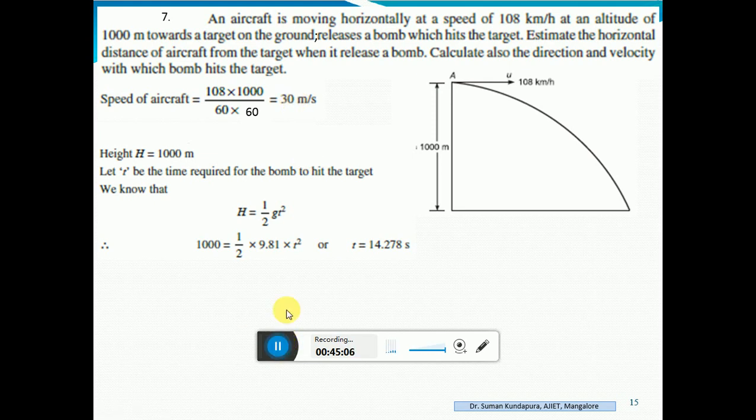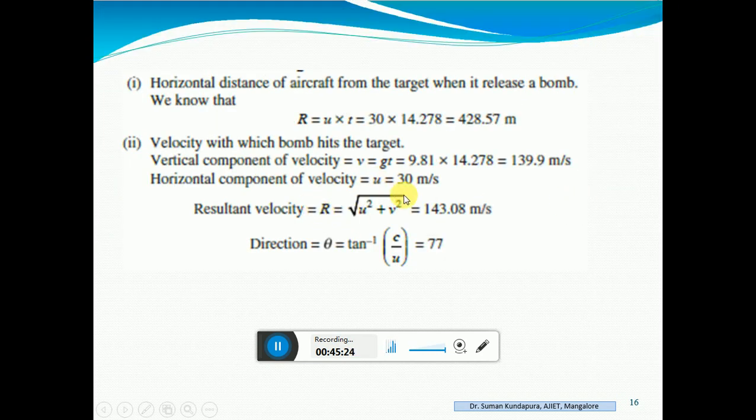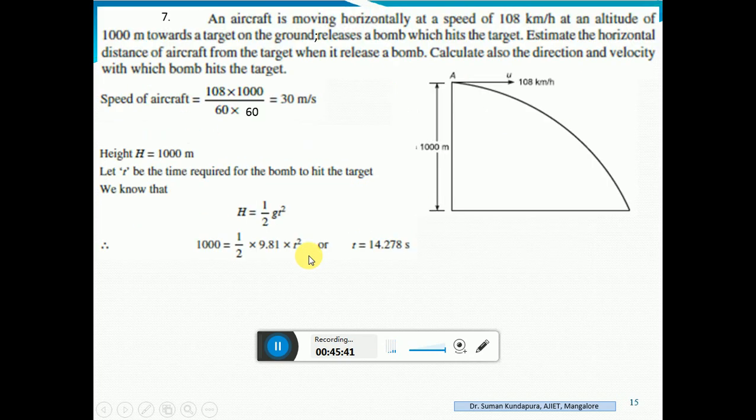Okay, so you are supposed to find out where it goes and hits, that is the R, the resultant R I am talking about, its magnitude and direction, and the velocity. How will you find it? By finding the resultant of the horizontal component of velocity and the vertical component of velocity, the square root of u squared plus v squared. You are supposed to find this velocity and the direction, that is the angle with which it is hitting. Okay, so first let us start with our known formula.